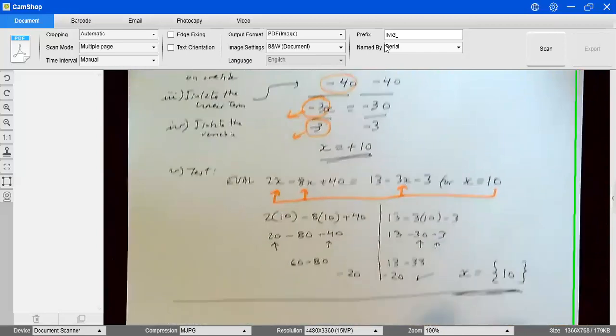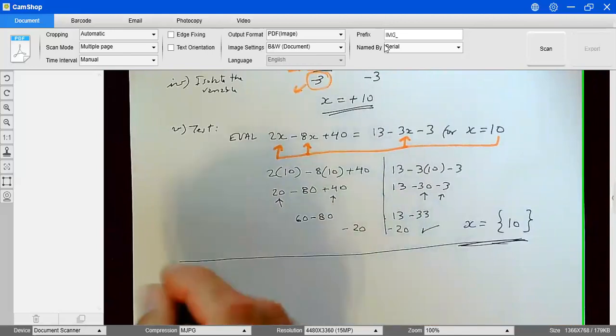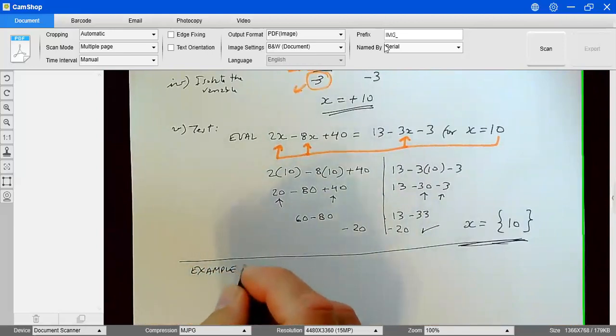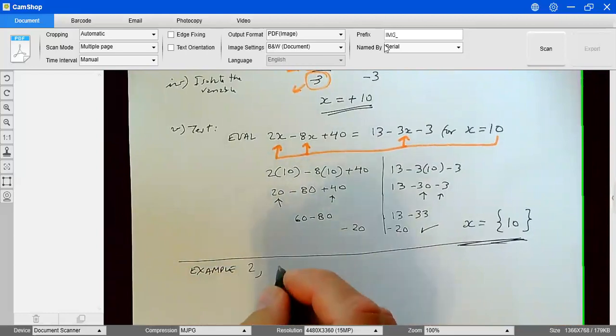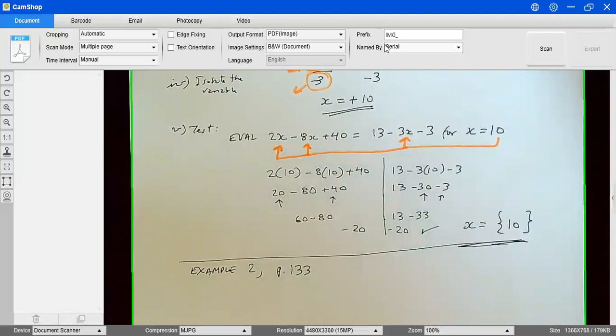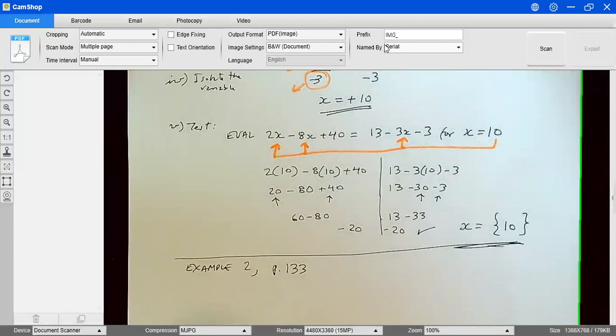So that's example 1. So let's continue. We need to work a lot of examples because this is a crucial part of the semester. Example 2 is on page 133. If you have questions about the problems that you're going to have later to solve, you can email me and I can check your work. And I can give you clues or ideas on how to solve your problem.